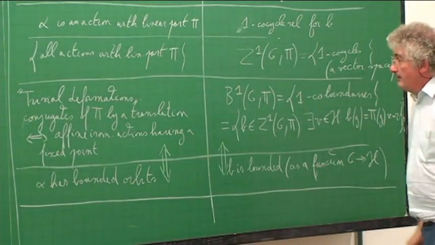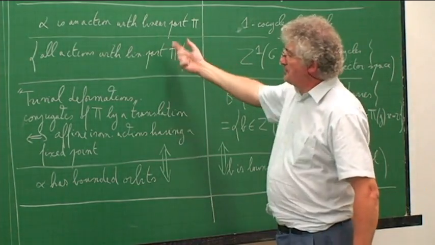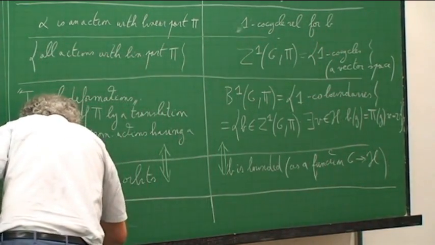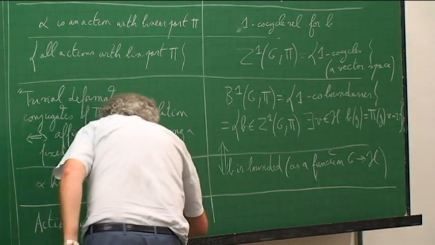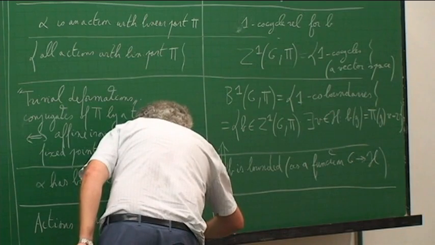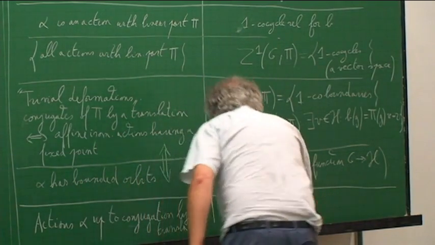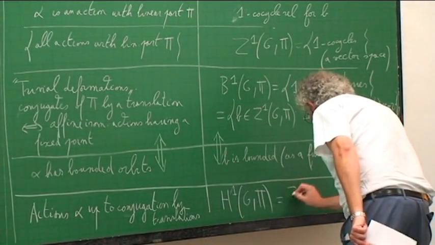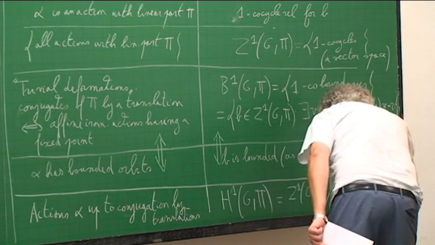And then finally, when you consider all actions up to conjugation by translations, this amounts to considering the first cohomology group, H^1(G, pi), which is by definition the quotient of the 1-cocycles by the 1-coboundaries.